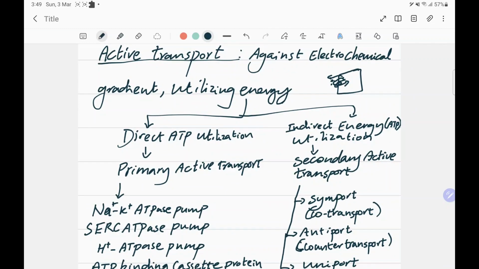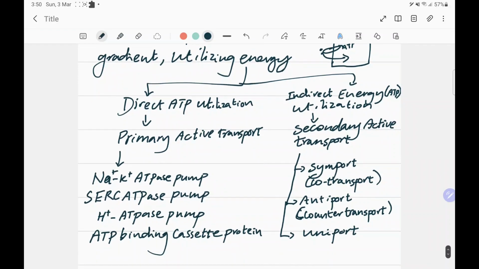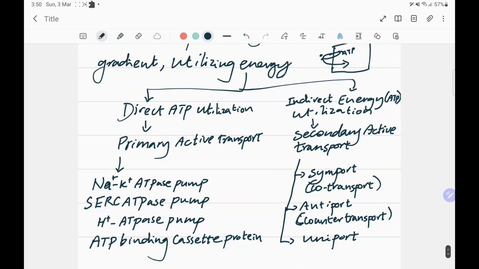So utilizing energy could be directly, where this pump or carrier molecule, which will carry out the transport, will bind to ATP directly. So an ATP molecule binds to this protein, and whatever it's about to transport will get transported, because the energy is provided by the ATP molecule directly with the high energy phosphate bond. Another way is the indirect technique, the indirect utilization of energy, and that's under secondary active transport. I'm going to elaborate on this some more.